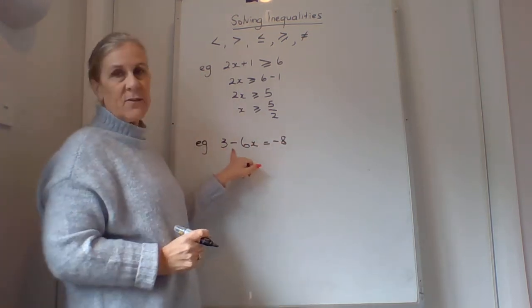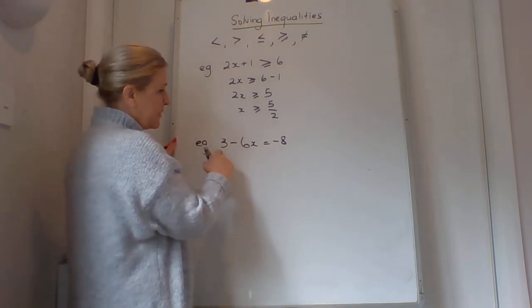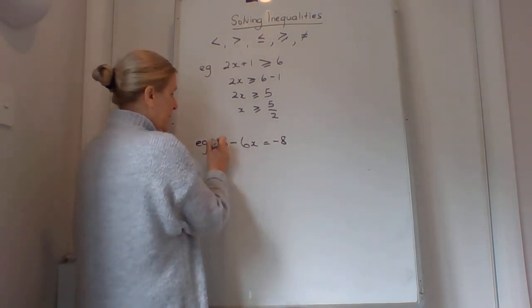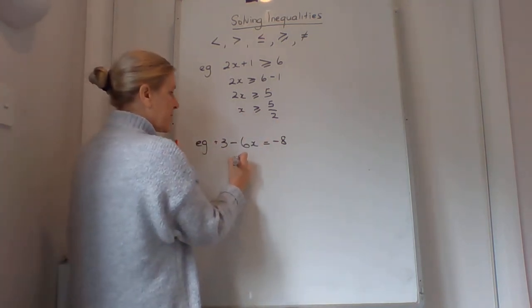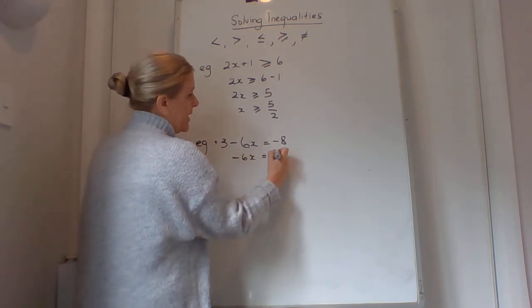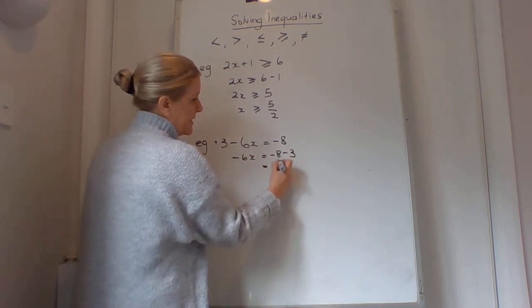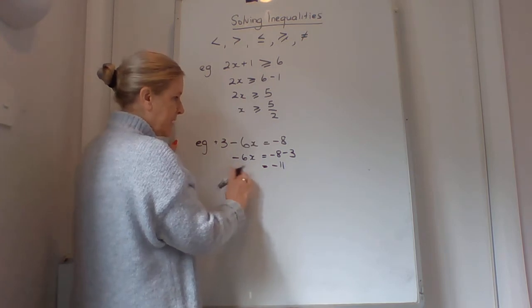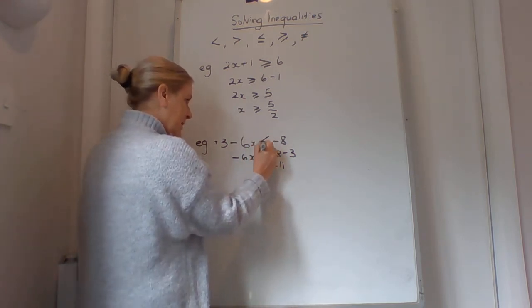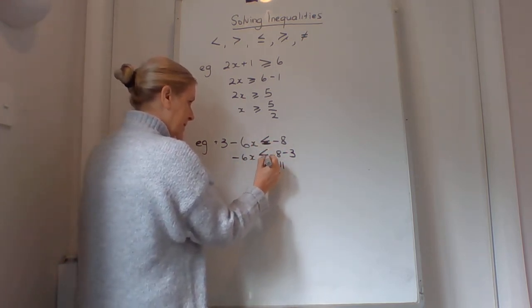The tricky ones are when you end up with a negative x. All right, so we get rid of the 3 first, plus 3 onto the other side becomes minus 3. Negative 6x equals negative 8 minus 3 equals negative 11. Now we need to divide. Less than or equal to.